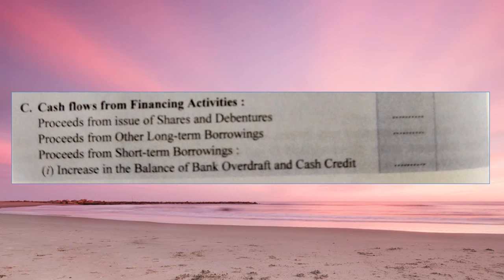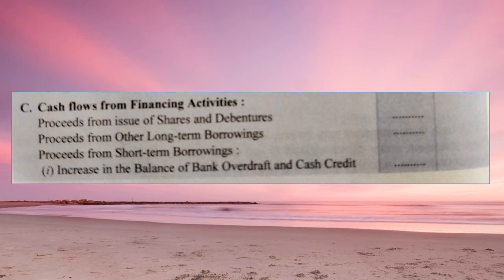When you got money, it is very clear that it is an inflow of money. Inflow of money means the business is getting money. When the business gets money, that will be added. Now number C, cash flows from financing activities. Proceeds from issue of shares or debentures means shares or debentures have been issued. Whenever any security is issued, the business gets money. The getting of money is known as inflow of cash, that will be added.